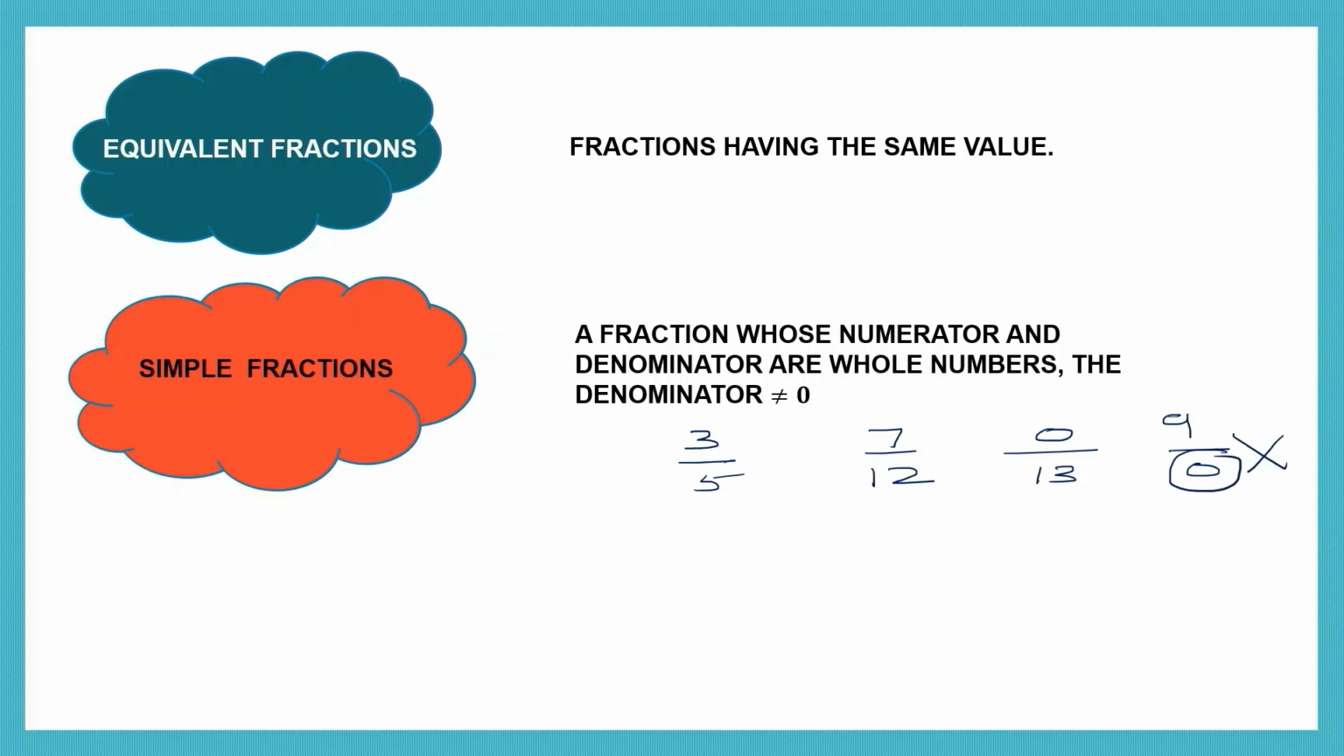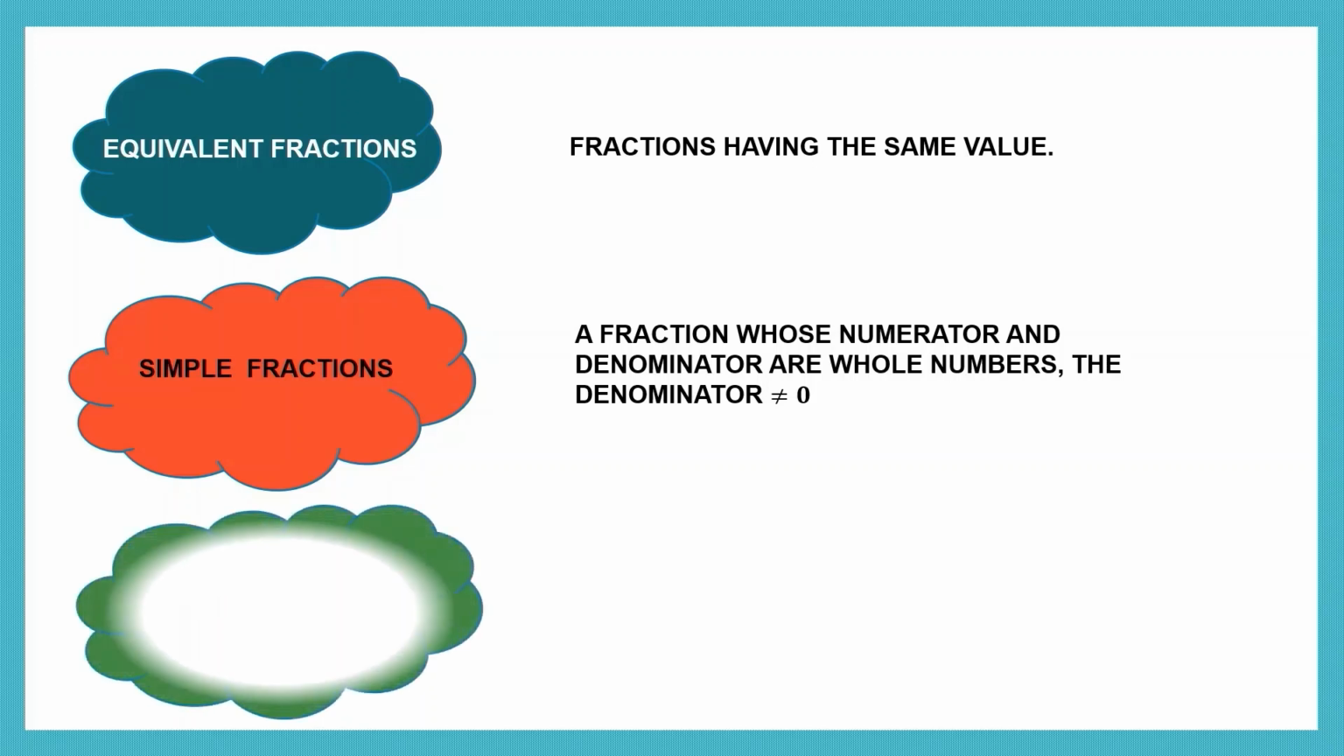So what is a simple fraction? It is a fraction whose numerator and denominator are whole numbers like this. 3 by 5, both are whole numbers. 7 by 12, both are whole numbers. 0 by 13, both are whole numbers. But the denominator should not be equal to 0. So here can you see the denominator is equal to 0. So this is not a simple fraction.